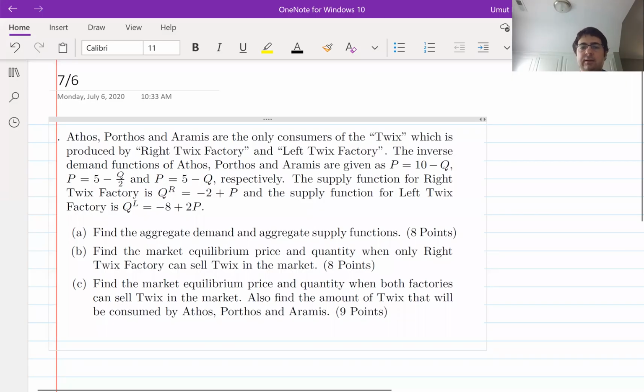Perfect. So let me start with an example that your TA has solved, a similar example, and that was the last thing that we did last week. So this is an example about aggregate demand and aggregate supply. Okay, can you see the screen? Can you see the example here?